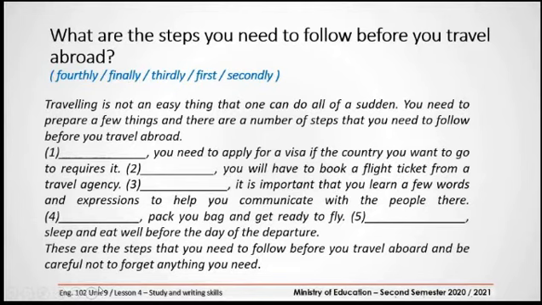So for this activity, just 2 minutes, it's very easy. It's just an example for the steps that you need to follow before you travel abroad. Fill in the blanks with the numerical sequences. You've got fourthly, finally, thirdly, first, secondly. 3 minutes for this activity.